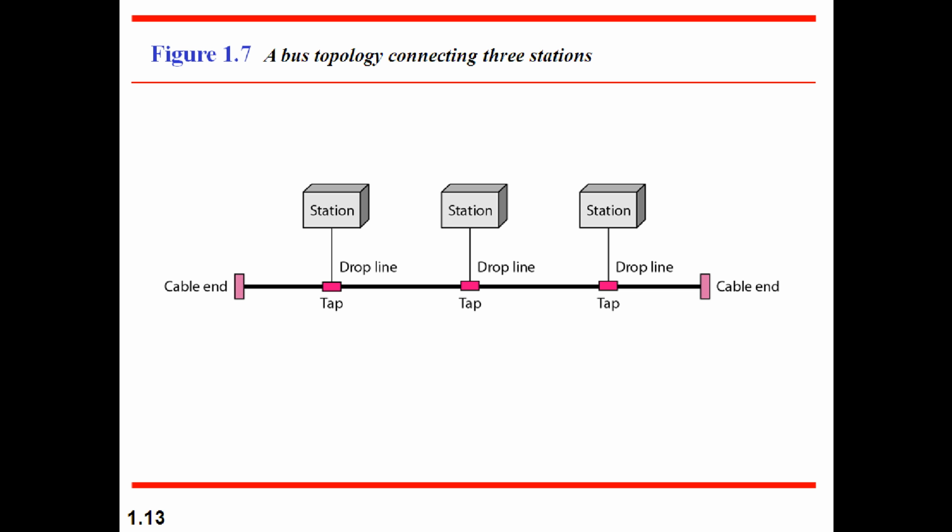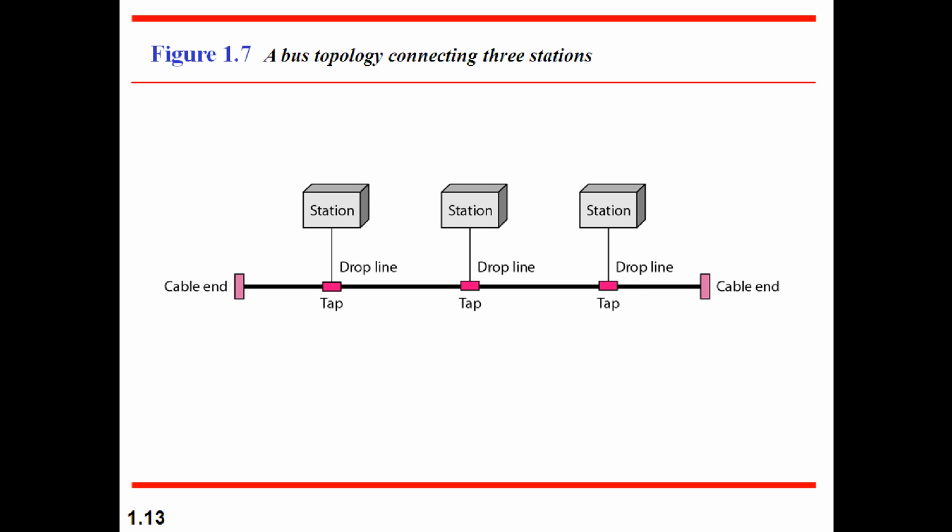Now let us see the bus topology. A bus topology, on the other hand, is a multi-point topology in which one long cable acts as a backbone to link all the devices in a network. Nodes are connected to the bus cable by drop lines and taps. A drop line is a connection running between the device and the main cable. A tap is a connector that either splices into the main cable or punctures the sheathing of the cable to create a contact with the metallic core.